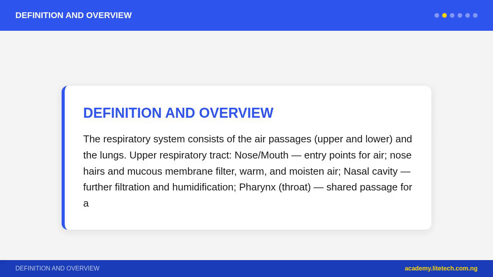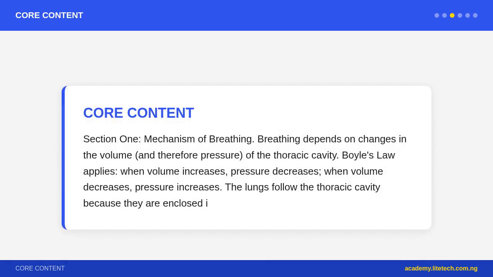Inhalation, breathing in. The diaphragm, a dome-shaped muscle below the lungs, contracts and flattens, moving downward. The external intercostal muscles, between the ribs, contract, pulling the ribs upward and outward. Both actions increase the volume of the thoracic cavity. This decreases the air pressure inside the lungs below atmospheric pressure. Air rushes in through the nose and mouth, down the trachea, and into the lungs to equalize the pressure.